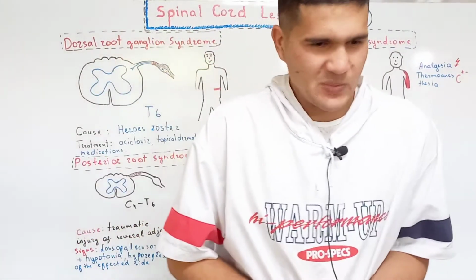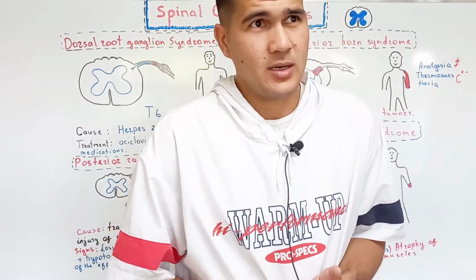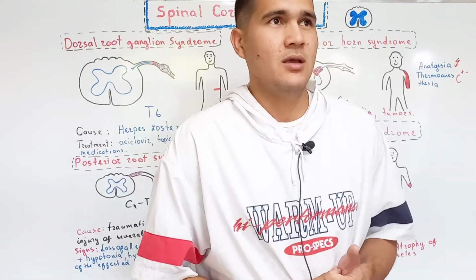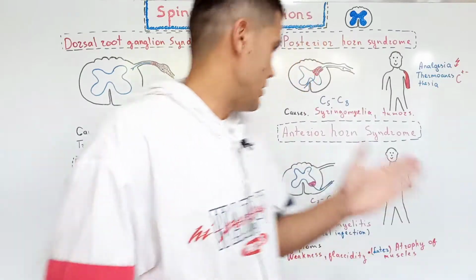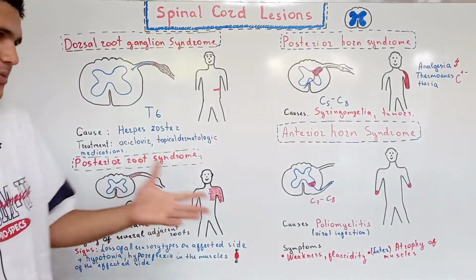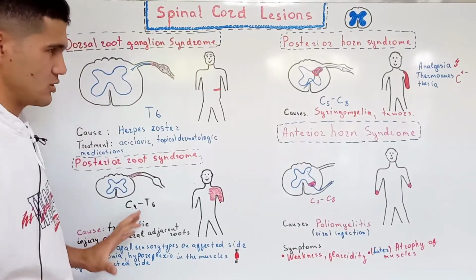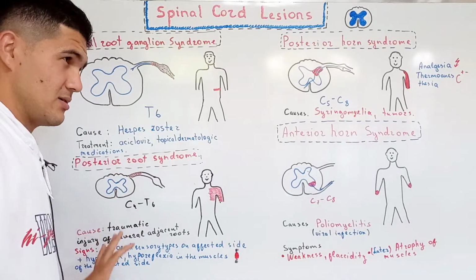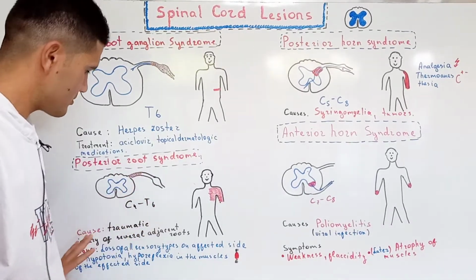Posterior root syndrome's main cause is trauma. According to the trauma, the patient can damage several adjacent roots, maybe 2 or 3 or 4 adjacent roots. According to this damage, the clinical signs can appear.